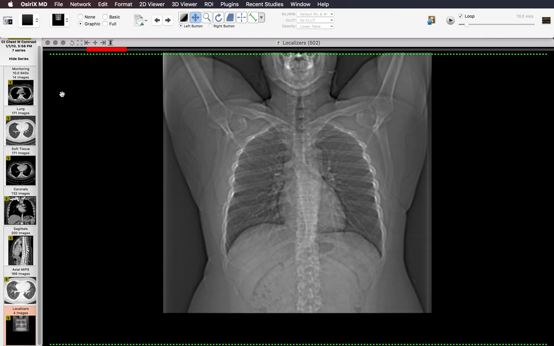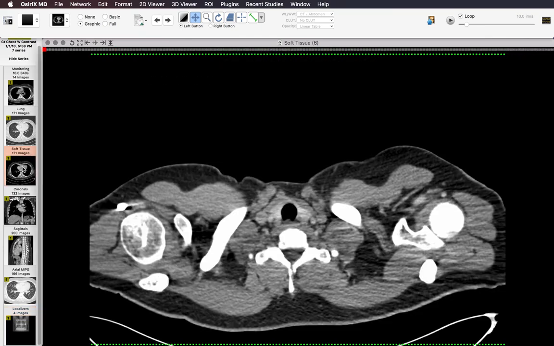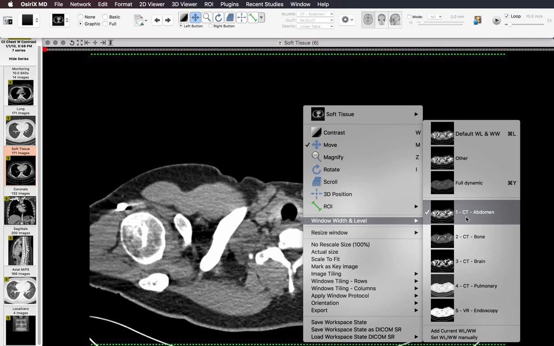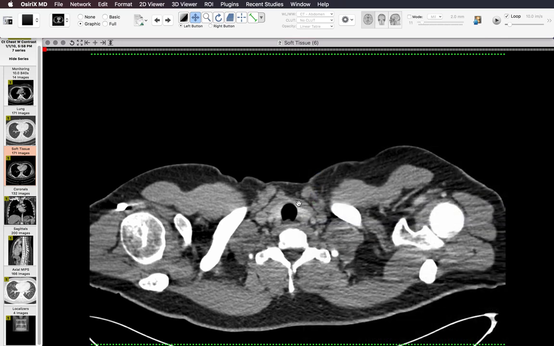The next thing I do is go to the soft tissues. So I'll pull up the soft tissues and I'll start with the supraclavicular region. I'll usually make sure that I'm on the right window and level. So I'm using the abdomen windows here because I want to accentuate the difference between the fat and the soft tissues. And the first thing I look at is the thyroid gland.